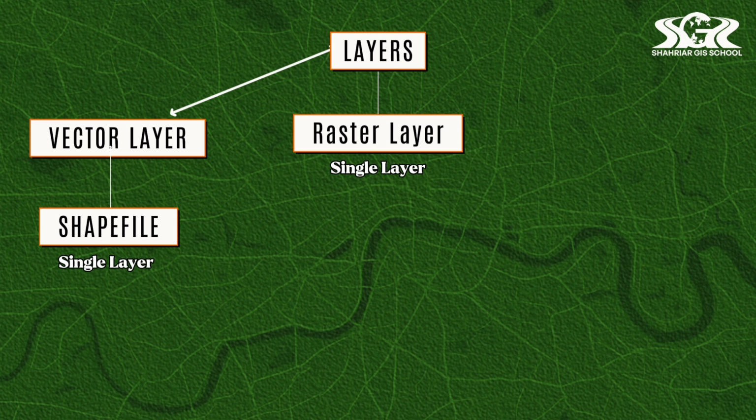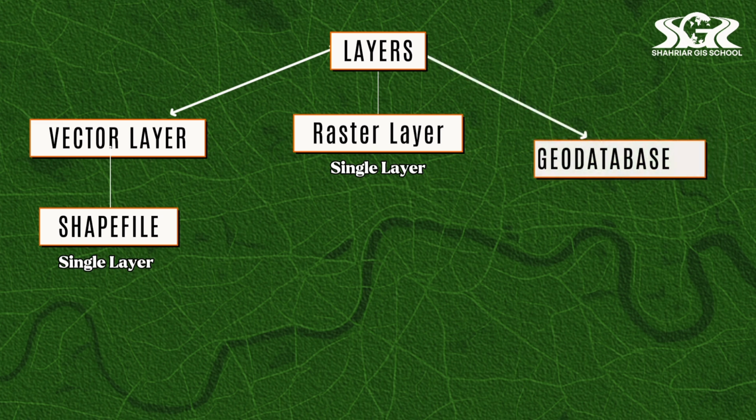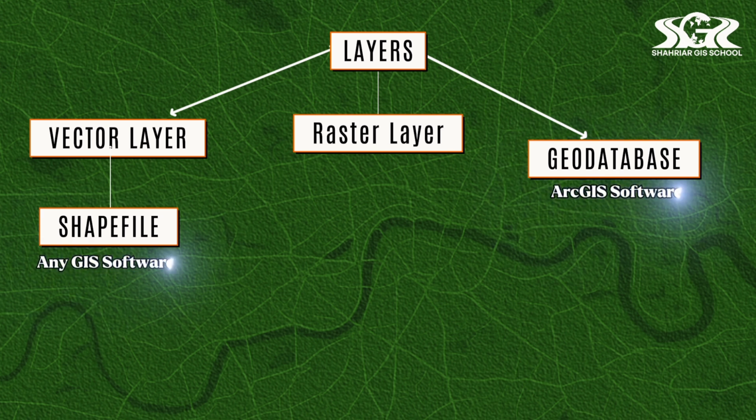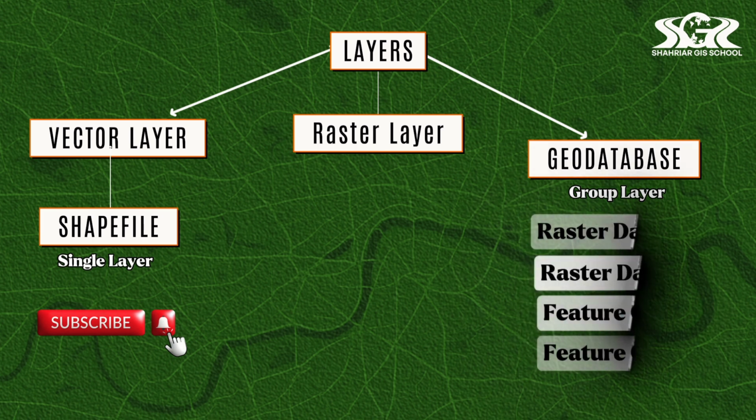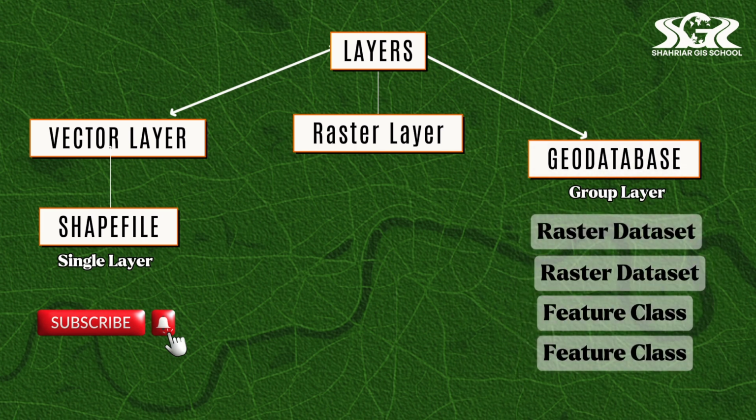But besides this, we have another layer, which is known as Geodatabase, supported by ArcGIS software. We can't view, create, or edit Geodatabase without using ArcGIS Pro software. It has been created by Esri. So, it means we can use Shapefile in any GIS software, but we can use Geodatabase only in ArcGIS software. As we already know, Shapefile is a single vector layer, but Geodatabase is not a single layer. It is a group layer which contains multiple raster layers and vector layers also.